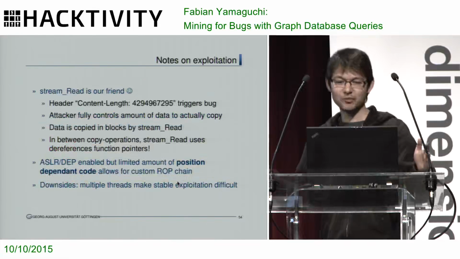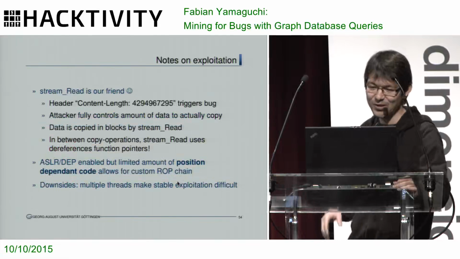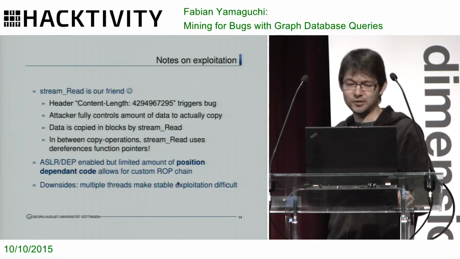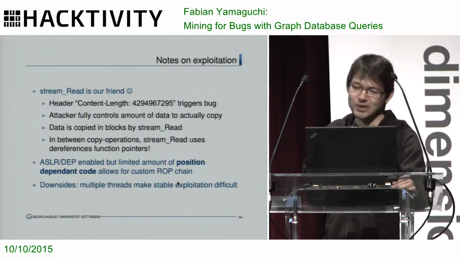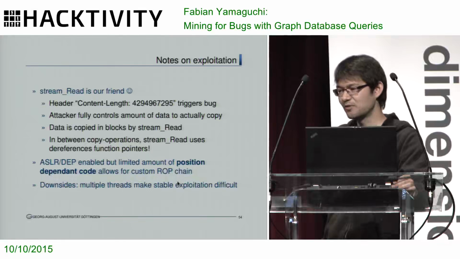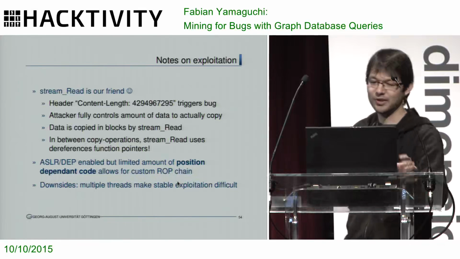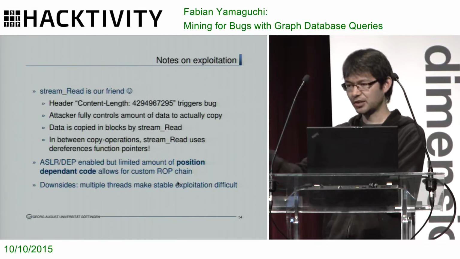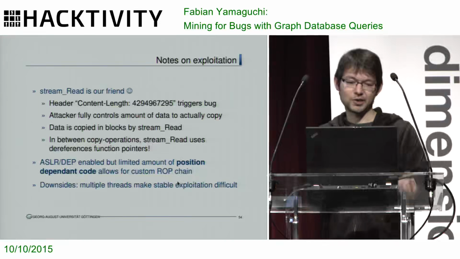Okay. So notes on exploitation and why this worked. For one thing, and this is important, you don't actually have to transmit a 4 GB file. That would just take too long, and that would not be cool. So instead, it's perfectly fine to use the content length field here and set it to that value. So you're actually telling it, eventually you will receive 4 GB, and now I'm just going to give you a few bytes for now. So the attacker also fully controls the amount of data to actually copy, because you can chunk the HTTP responses that you give.